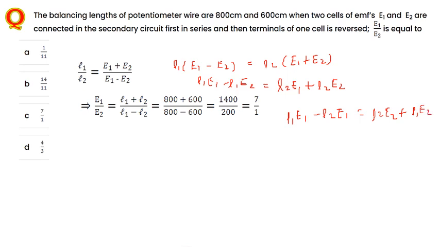See from this, I take the common terms here. E1 times (L1 - L2) will be equal to E2 times (L1 + L2). See from this you can understand. So from the next step, E1/E2 is (L1 + L2)/(L1 - L2). From here, in the first case L1 is 800, in the second case L2 is 600. You just simplify this equation. So simplifying it, the answer you get is 7:1.